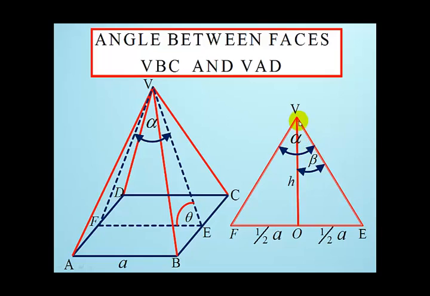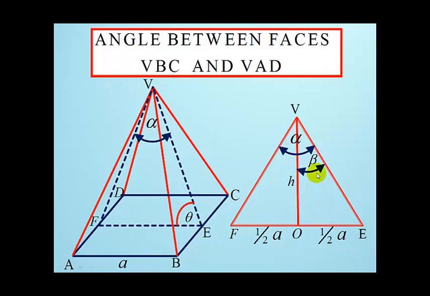Now, when you draw a line from the vertex V to the center O, VO is the height of the pyramid. Take note that the distance from F to E is the same as the distance from A to B. So if the distance from A to B is A, then the distance from F to E is also A. So if O is the center of the base, then the distance from F to O will be half A, and the distance from O to E will also be half A, since the whole distance is A.